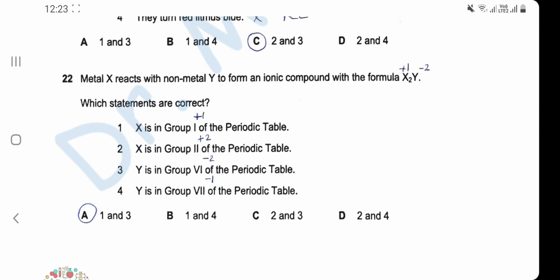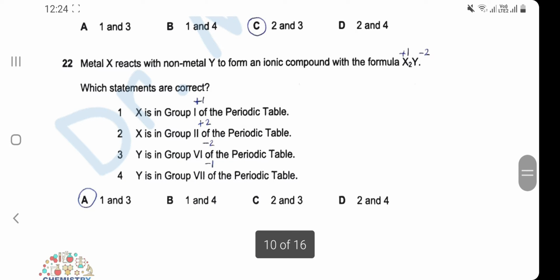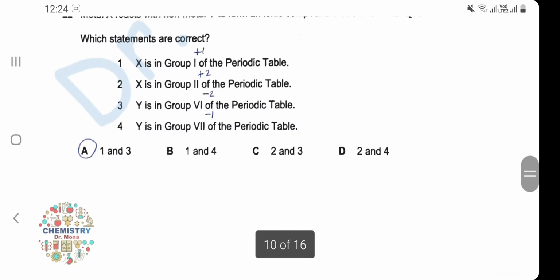It's the first choice. And for Y, it has -2, meaning it forms an ion with a -2 charge, meaning it can accept 2 electrons. This makes Y have to be in group 6 in the periodic table because it can accept 2 electrons and form an ion with -2 charge. So answer 3. Y is in group 6 in the periodic table. This is correct. The correct answer will be 1 and 3, and the answer will be A.